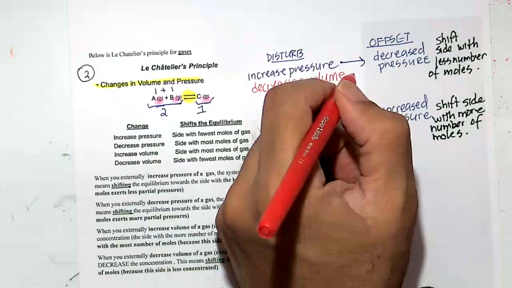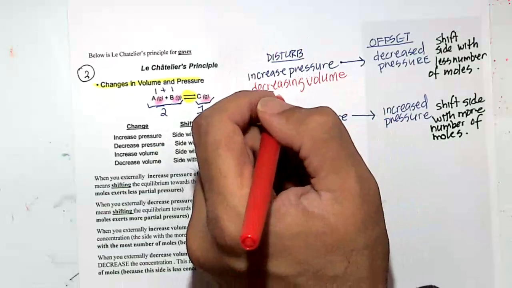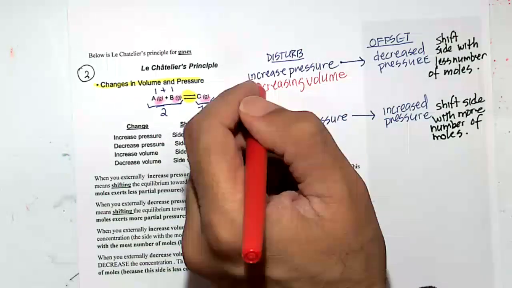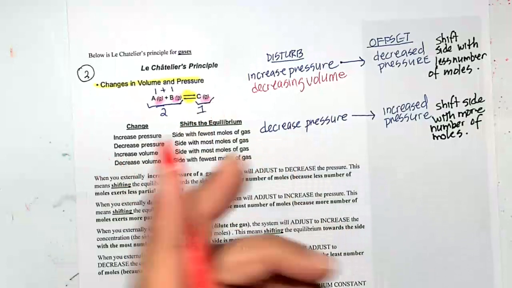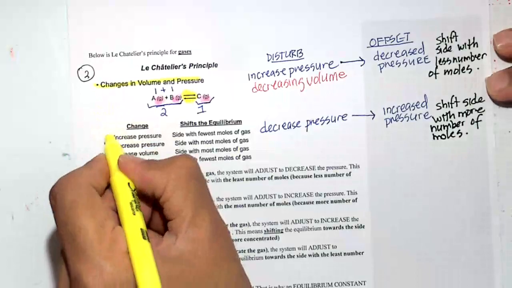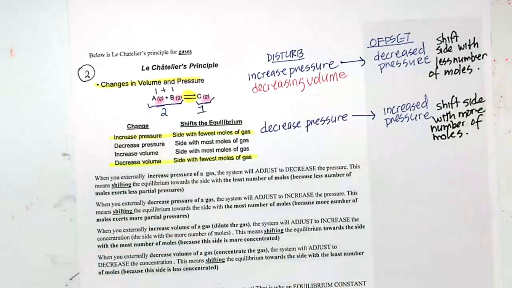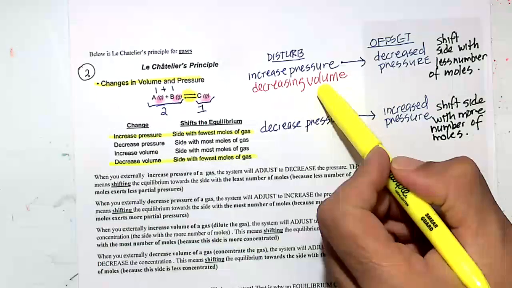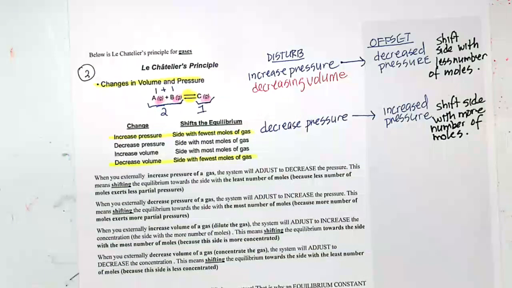Okay, if I want to increase the pressure on all of you and myself, I'm going to teach class in the closet. I've shrunk the volume and I've increased the pressure. So increasing the pressure is the same thing as decreasing the volume. All right, so if you decrease the volume, which way will the reaction shift? To the side with less number of moles, because it's the same thing.